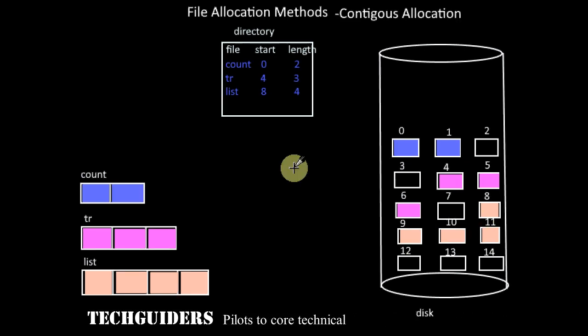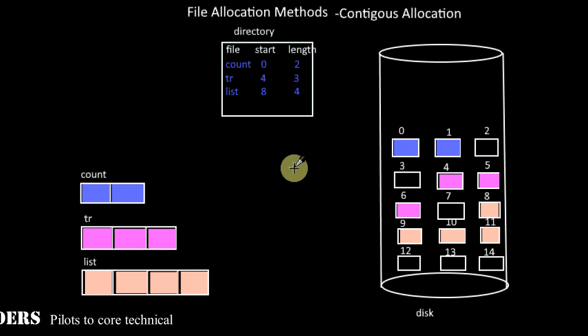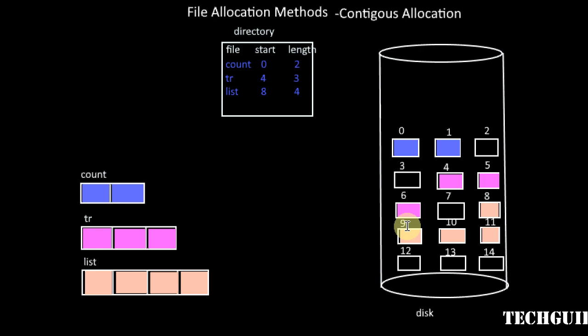Now, what are the advantages of this method? This method is simple to implement and the file can be accessed easily, whether sequential access or direct access of any block, it can be accessed easily. And what are the limitations? The main limitation is external fragmentation.